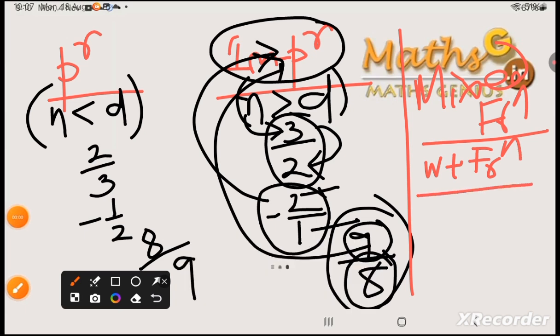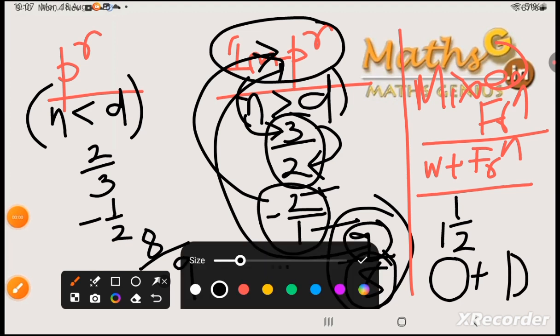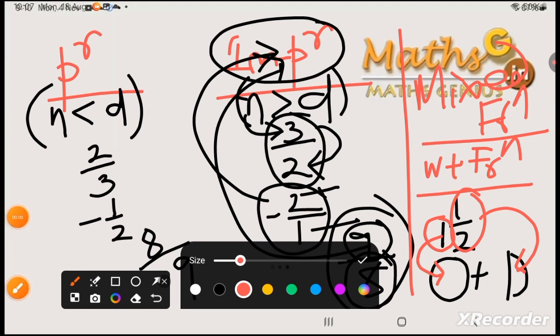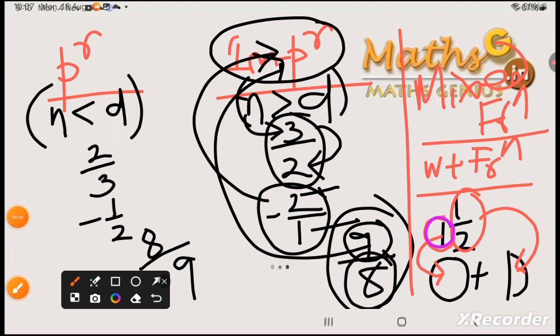For example, let us say 1 whole 1 by 2. So there is a whole of the cake plus there is half of the cake. Whole means 1 full, and half of the cake is 1 by 2. Here we will read it as 1 whole 1 by 2. This is a mixed fraction because it is a mixture of a whole number plus a fraction.